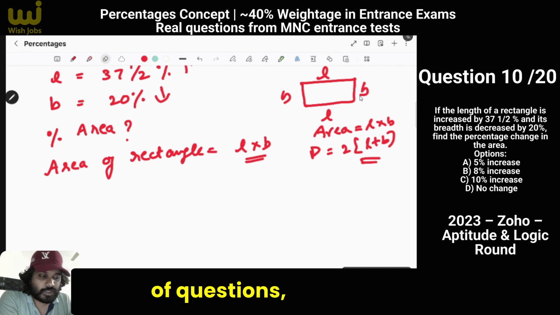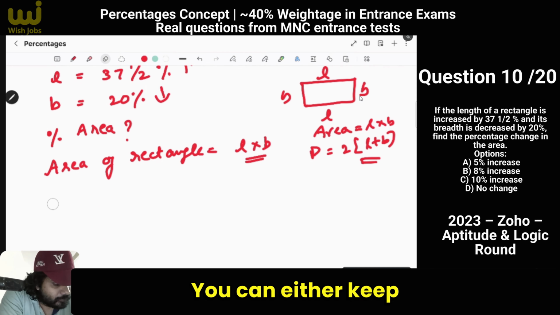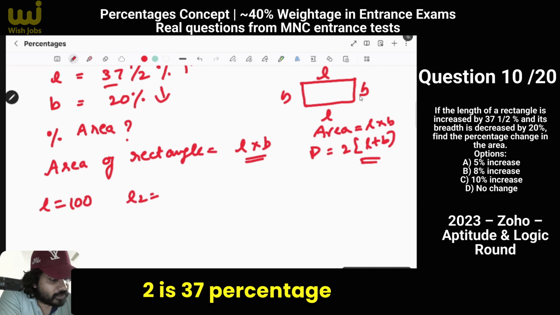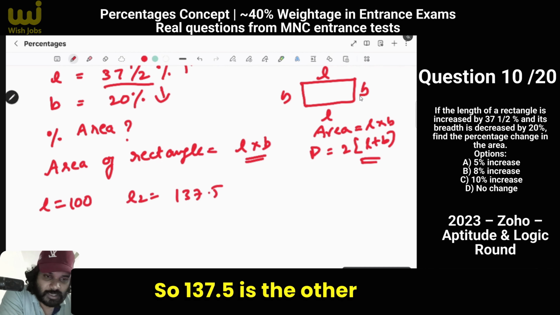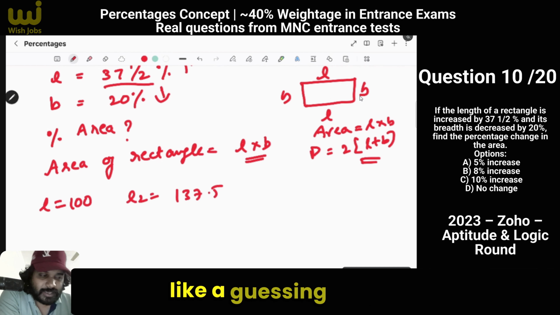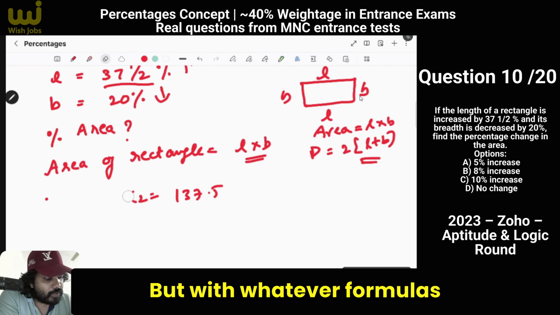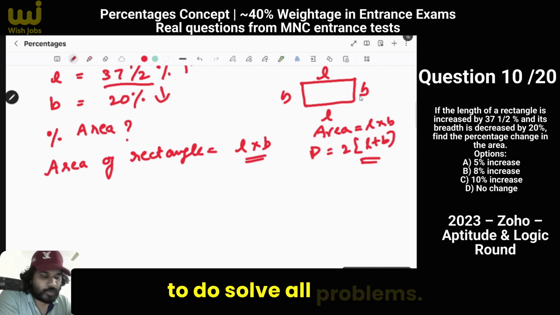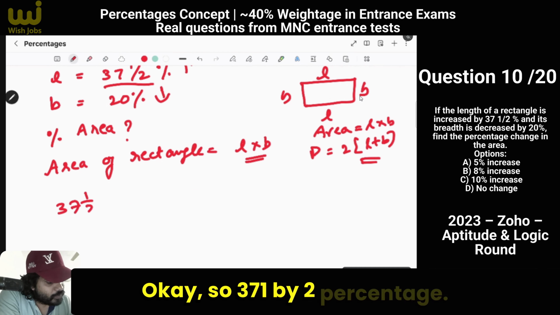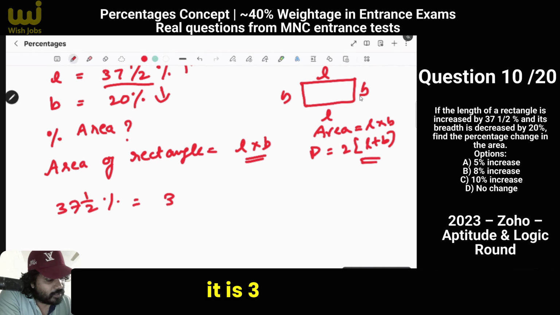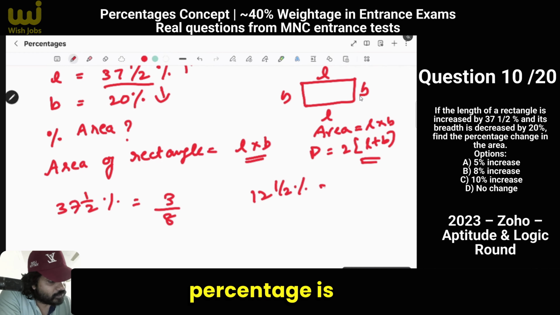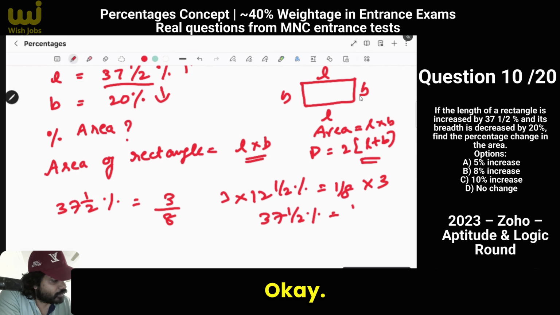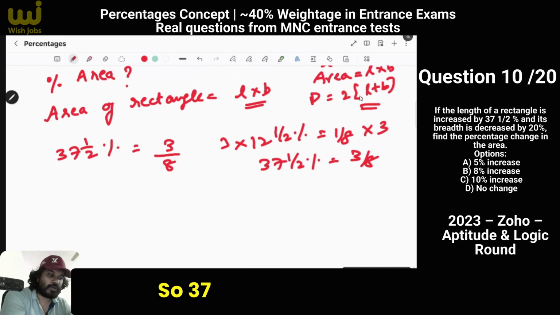For these kinds of questions, you can think of length 1 as 100, and length 2 is 37 1 by 2 percent increased, so 137.5 is the other length. You can do it in a guessing method, but with whatever formulas we have, we will do it in the fraction method only, because I told you we'll use only one fraction method to solve all problems. 37 1 by 2 percentage, if you know that, it is 3 by 8. 12 1 by 2 percentage is 1 by 8, and if you multiply by 3, you get 37 1 by 2 percentage, which is 3 by 8.